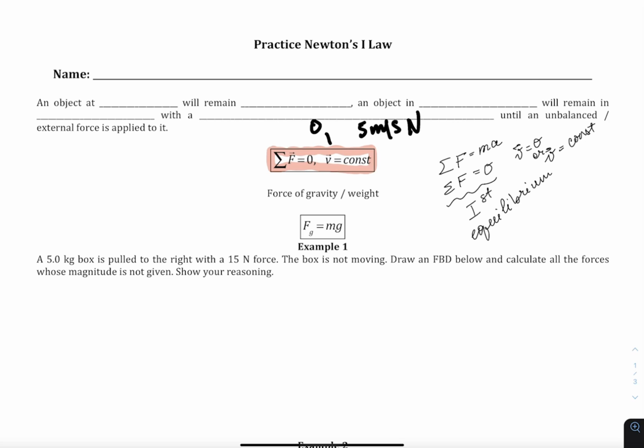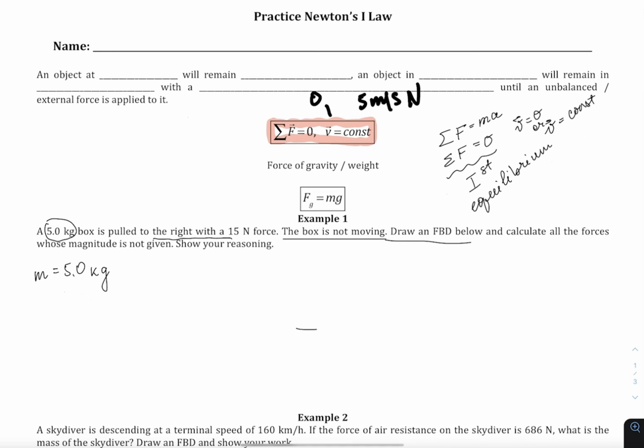So in example 1, we have a box that is not moving. We have the mass for the box. So we're going to say mass is 5 kilograms, and there is a force to the right. So to draw a free body diagram, we get ourselves a surface, we get ourselves an object right here, then force of gravity definitely downwards, and a matching force, normal force, that should be equal to mg, which is the formula for force of gravity. It's right here, you can see it. Force of gravity is found by multiplying mass times 9.8. And then we have the 15 newton force to the right.